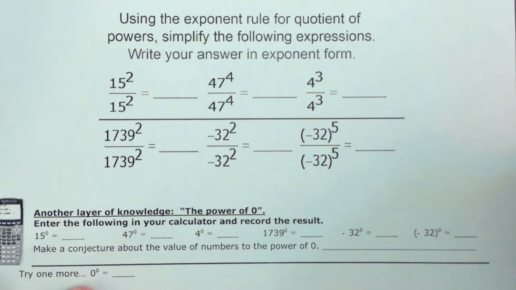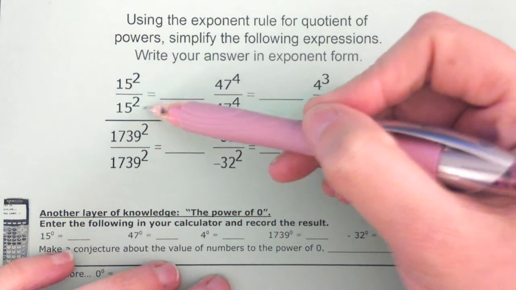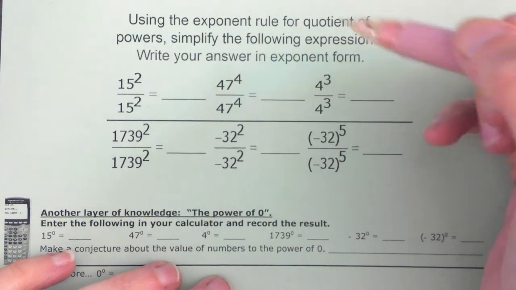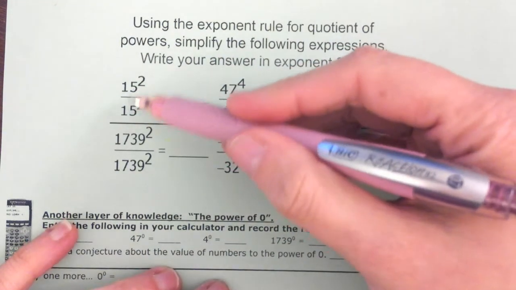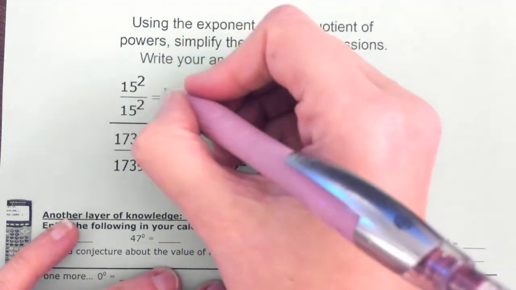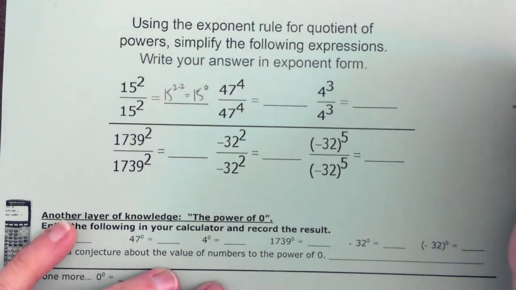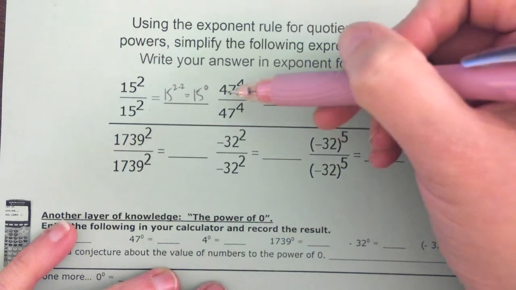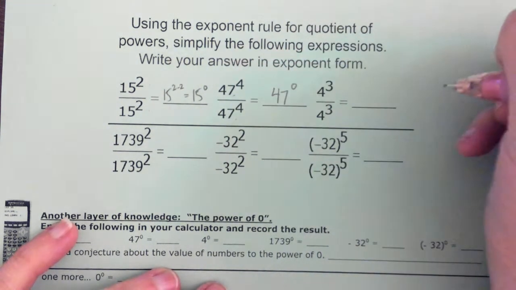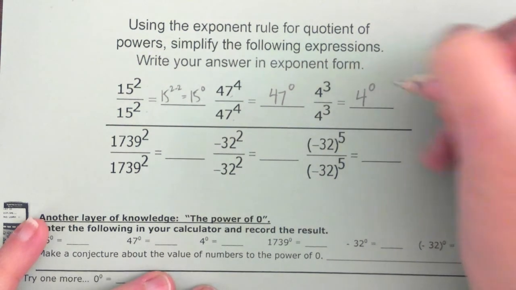Okay, so let's try this one. This is going to lead us to our next rule. 15 squared over 15 squared. Using my rule that I just learned about quotients, which is division, when they have the same base, I subtract the exponents, right? So that's going to be 15 to the 2 minus 2, which is 15 to the 0. Okay? You see where I'm going there? 47 to the 4th over 47 to the 4th is 47 to the 4 minus 4, which is 47 to the 0. 4 to the 3rd over 4 to the 3rd is 4 to the 0 power.